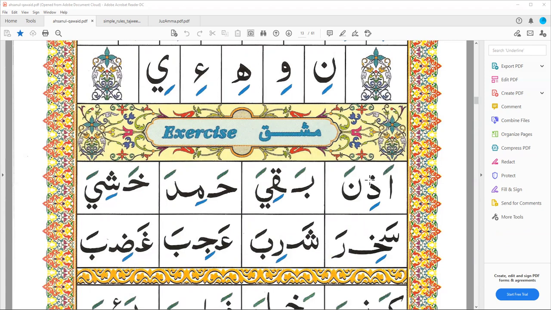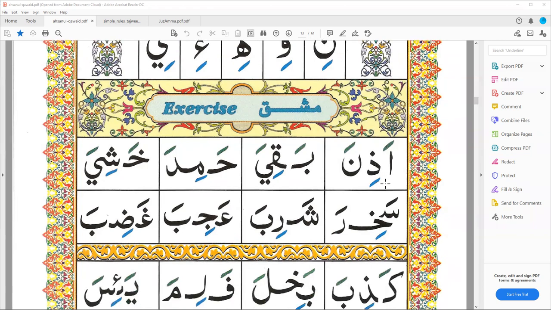Last lesson you learned Hamza Zabar A, Zal Zabar Za, Aza, Nun Zabar Na, Aza Na. Now you are just changing Zabar into Zer. Okay? Good. See how I say it, and then repeat it to me. Say: Hamza Zabar A. Zal Zer Zi. Azi. Nun Zabar Na. Azina. Easy, right?